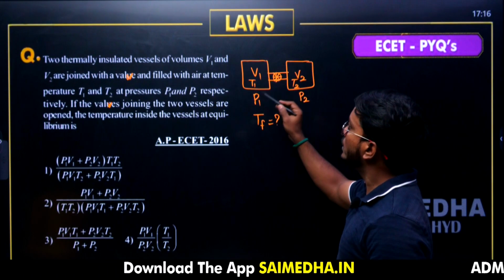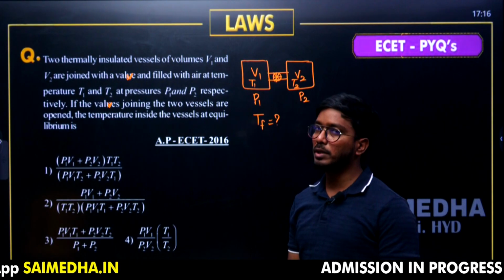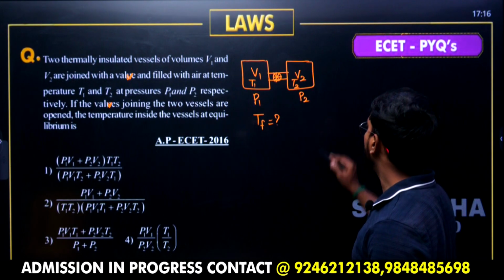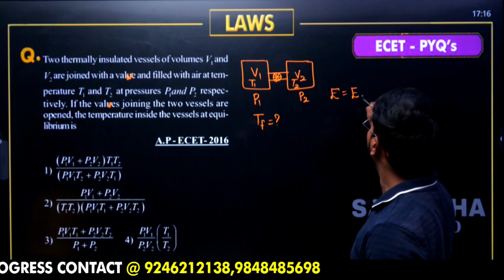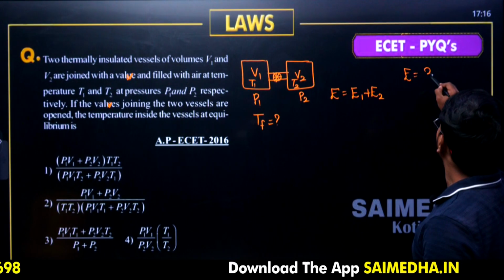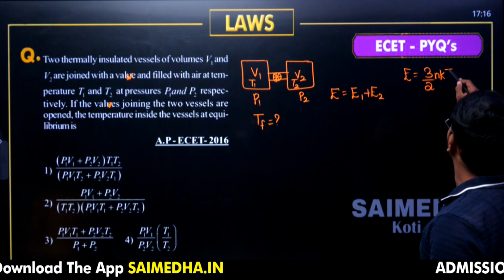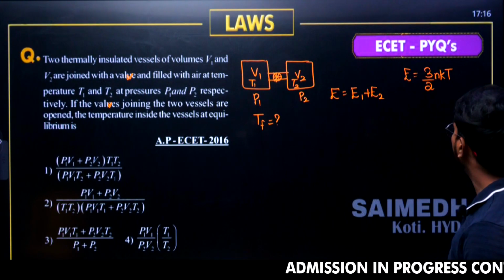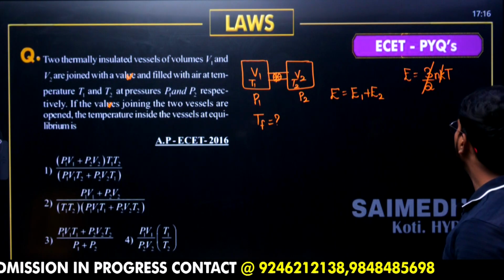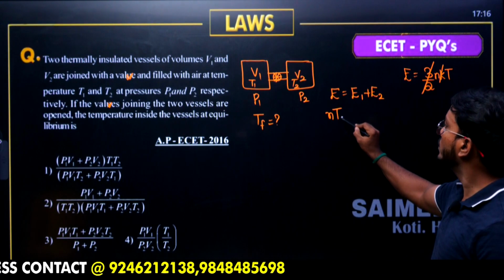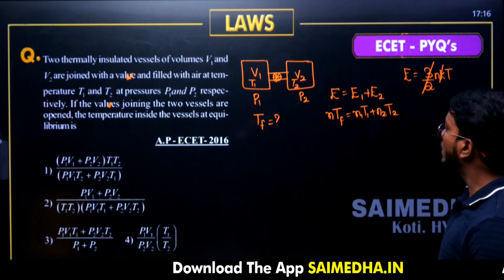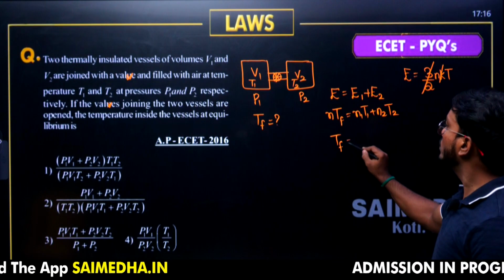When these two are mixed with each other, the numbers of moles get added up, and energy gets added up. So the total energy will be the energy possessed by system 1 plus the energy possessed by system 2. The formula for energy is 3 by 2 times n k T. Since 3 by 2 and k are constants, it is a function of n and T. So for the final temperature we can write n1 T1 plus n2 T2, because energy is getting added up. So what is the final temperature formula going to become?